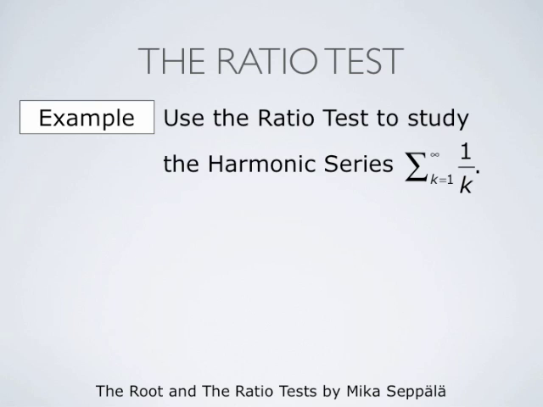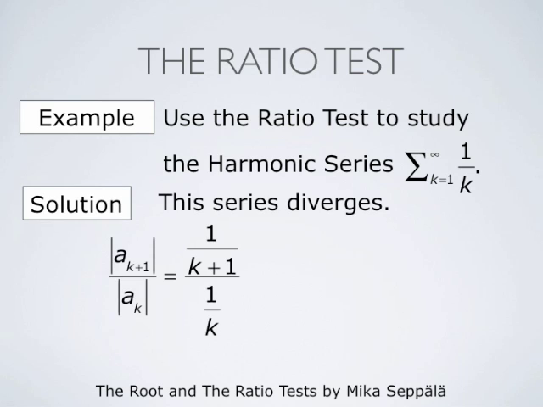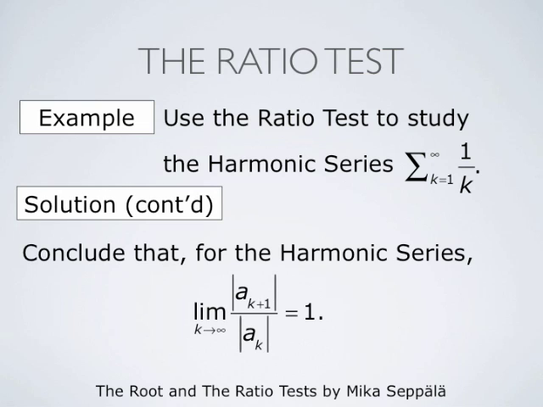Let us take a look at what the ratio test says about the harmonic series summation k from 1 to the infinity 1 over k. In this case, ak is 1 over k. All ak's are positive, therefore also the absolute value of ak is just 1 over k. Now, for this series, the absolute value of ak plus 1 divided by the absolute value of ak is therefore 1 over k plus 1, and that ratio divided by 1 over k. This simplifies to k divided by k plus 1, and this has the limit 1 as k goes to the infinity. Therefore, we conclude that the quantity of the ratio test, that is the limit of the absolute value of ak plus 1 divided by the absolute value of ak as k goes to the infinity for the harmonic series is 1, and the harmonic series diverges.